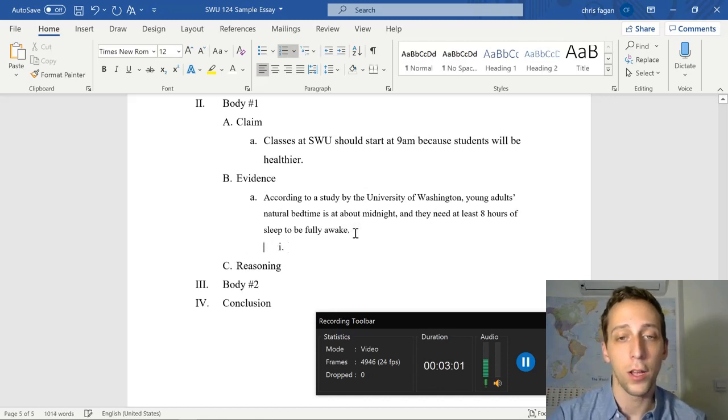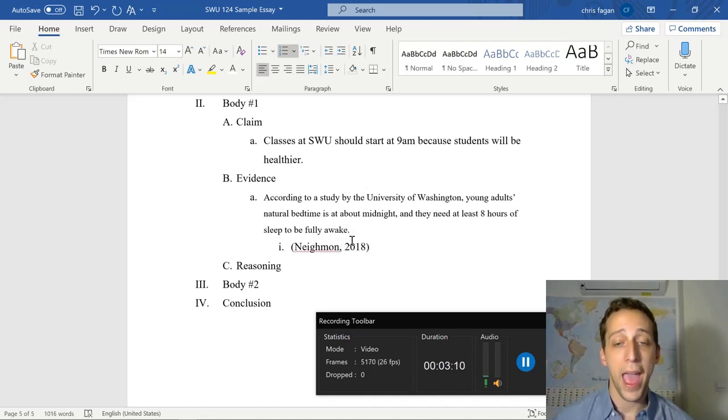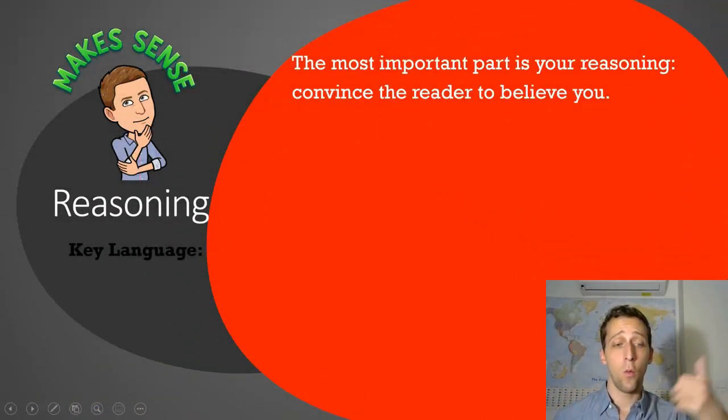And in my outline, I'll include the citation right here with that. Namond, 2018. And that's ready to go into my paper in just a moment. So I've got my claim where I told my reader what I want them to believe and why. I got some really good evidence to show why I am right.